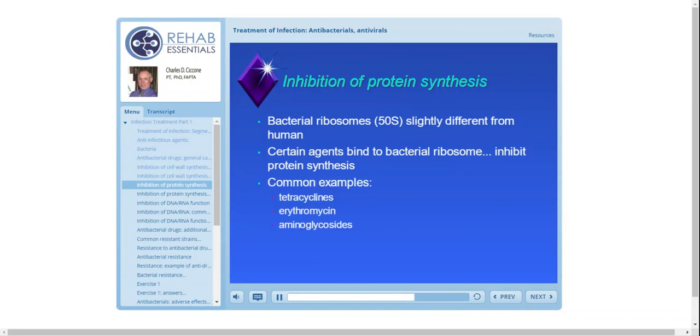So again, here we see some very well-known drugs that work this way. The tetracyclines, erythromycin, the aminoglycosides. They work somewhat differently from each other, but the end result is that they all inhibit the ability of the ribosome to either read or utilize the messenger RNA molecule. And that's what's shown in the next slide.